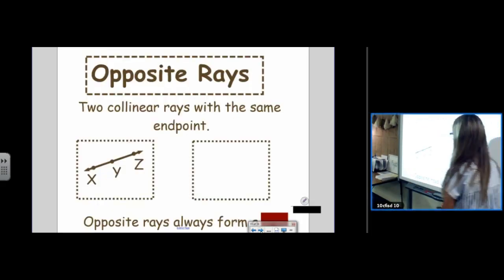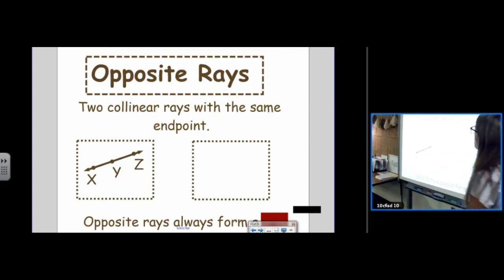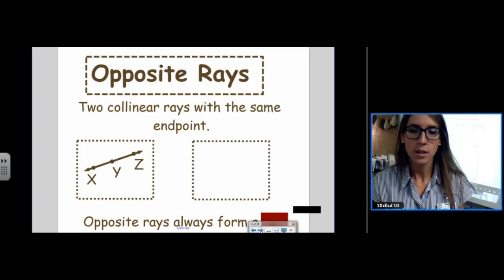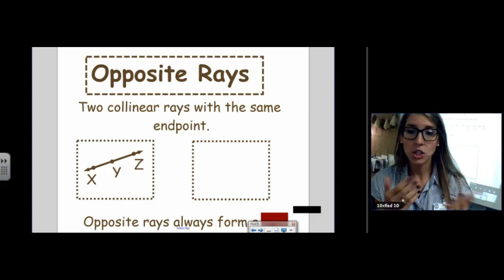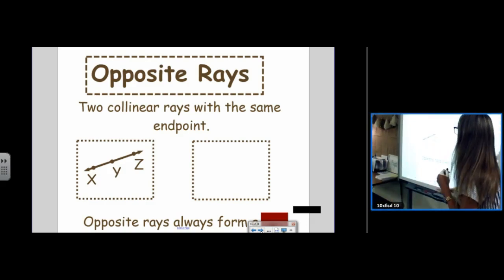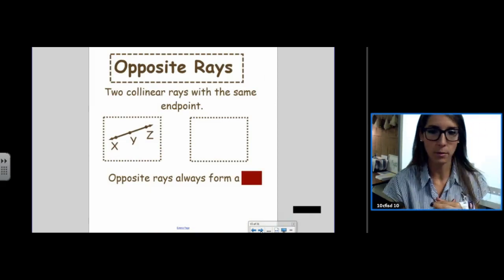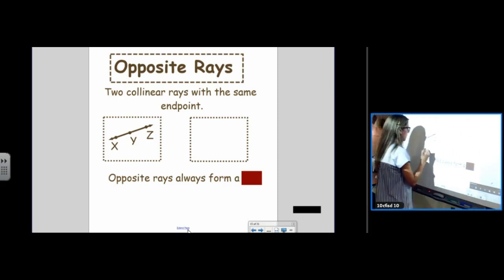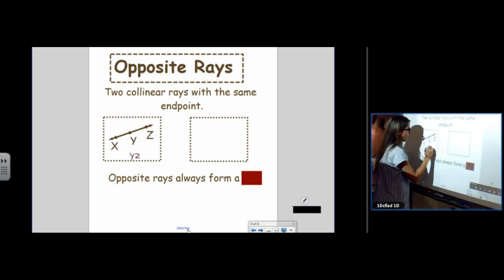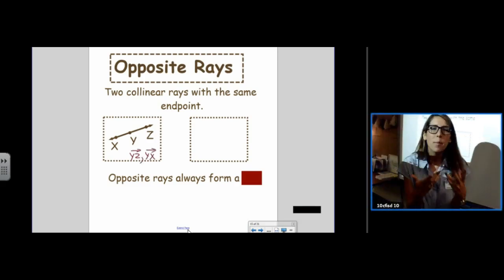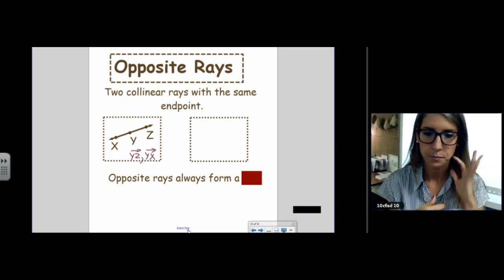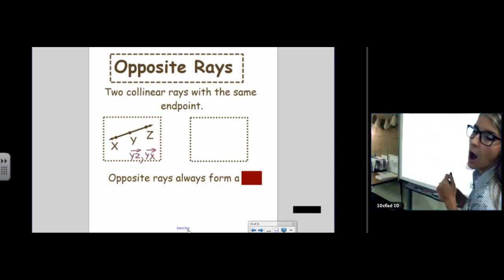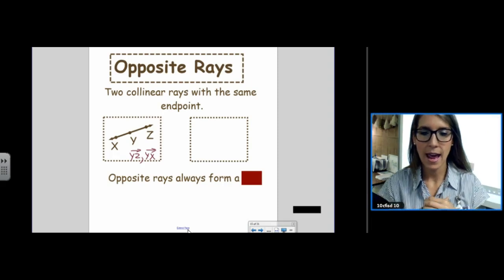Next word is opposite rays. There's no notation for opposite rays, so we're going to leave that blank. But I do want to name the opposite rays in this picture. This is not notation for opposite rays, but in this picture, the opposite rays are YZ and YX. But there's no symbol that means opposite rays. Opposite rays will always form a blank.